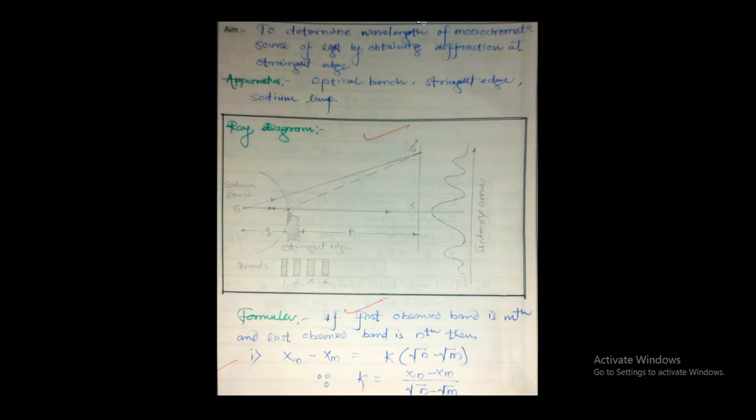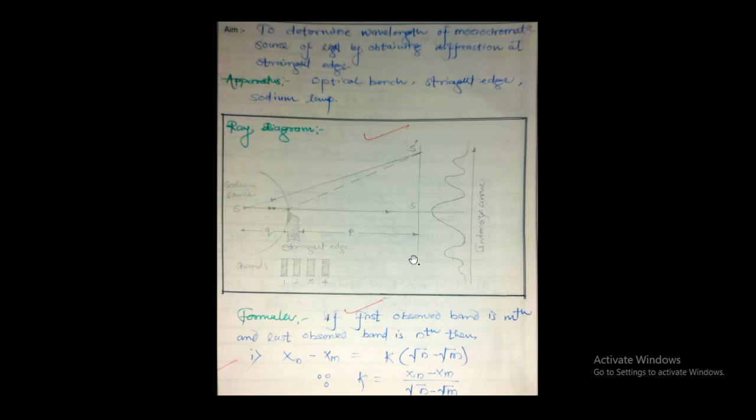Diffraction of light at straight edge. The aim is to determine the wavelength of a monochromatic source of light by obtaining diffraction at a straight edge. For that we need an optical bench, a straight edge and a sodium lamp.